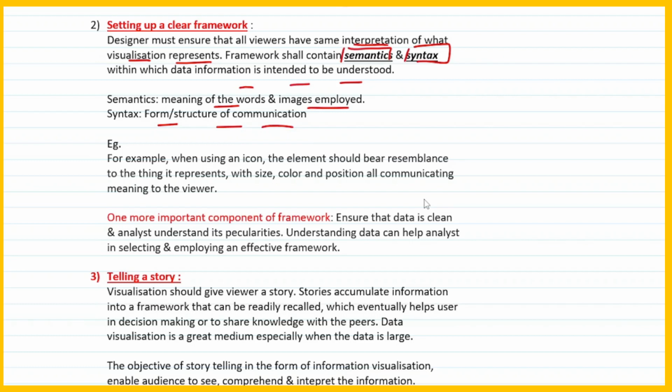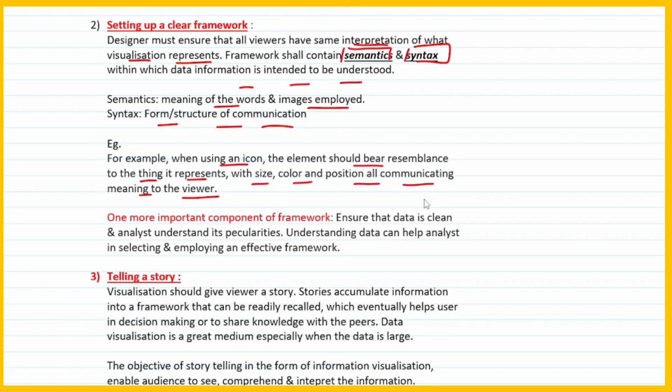For example, when you use an icon, the element should bear resemblance to the thing it represents, with size, color and position all communicating meaning to the viewer. So whatever icon you are using should have a resemblance to whatever data you want to convey. How do you align it? Through proper size, color and position, and that should be able to communicate the meaning to the viewer, right?